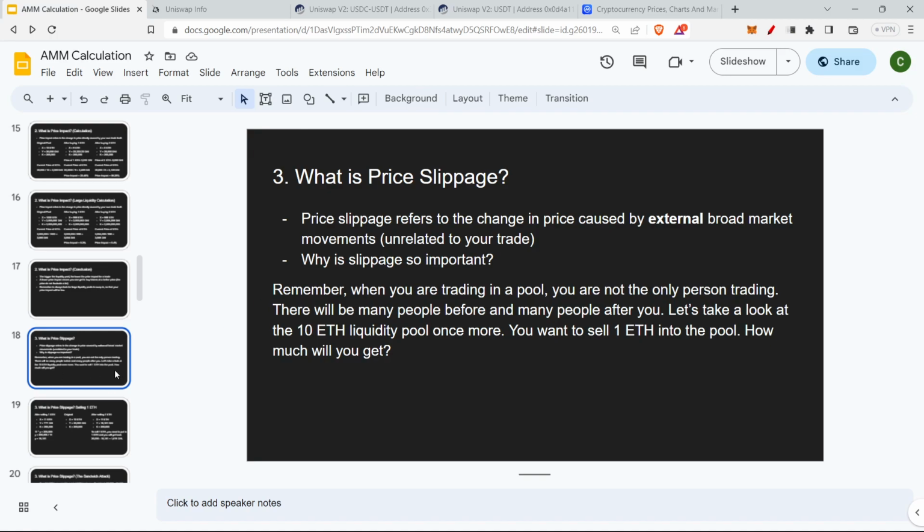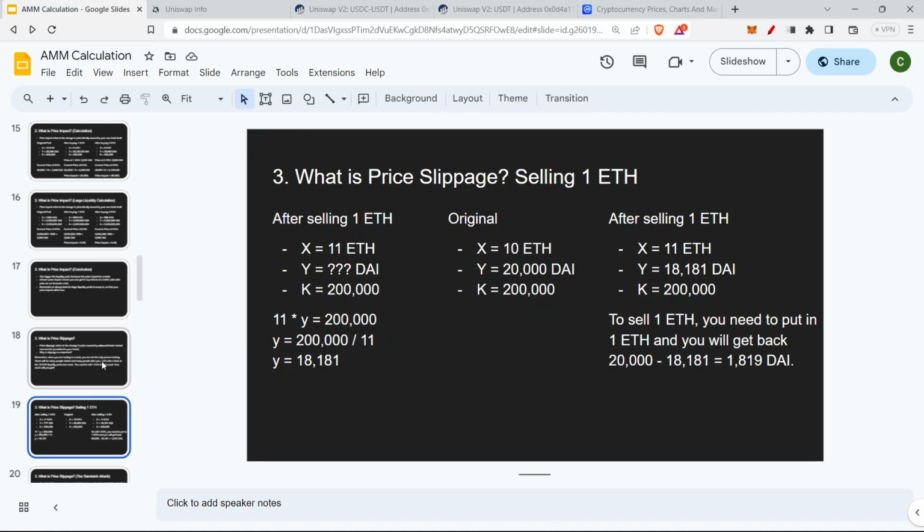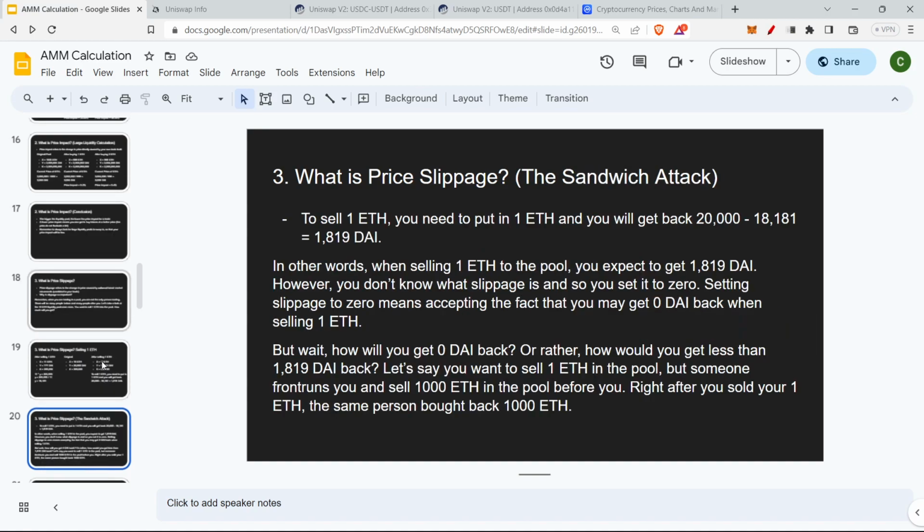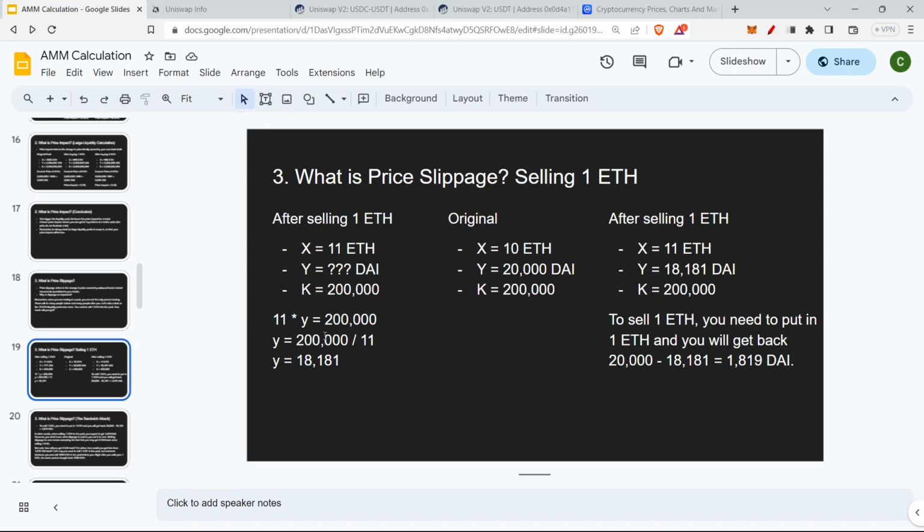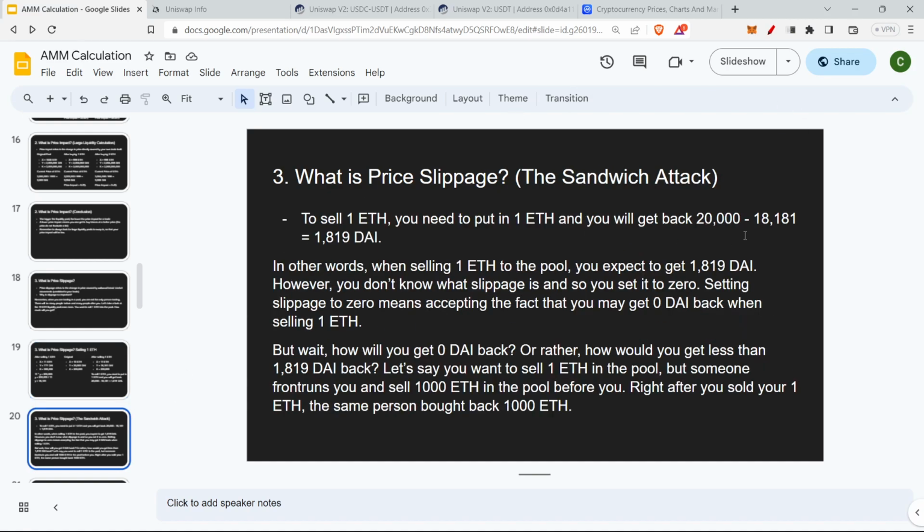Let's take a look at the 10 Ethereum liquidity pool once more. You want to sell one ETH into the pool. How much will you get? We've gone through this before in the first part. If you sell one ETH, you'll get 1.8 thousand DAI. But then, you realize that there is such a thing called slippage. If you don't know what slippage is, and you decide to sell one ETH, thinking that you will get 1.8 thousand DAI, this is where it can go wrong.